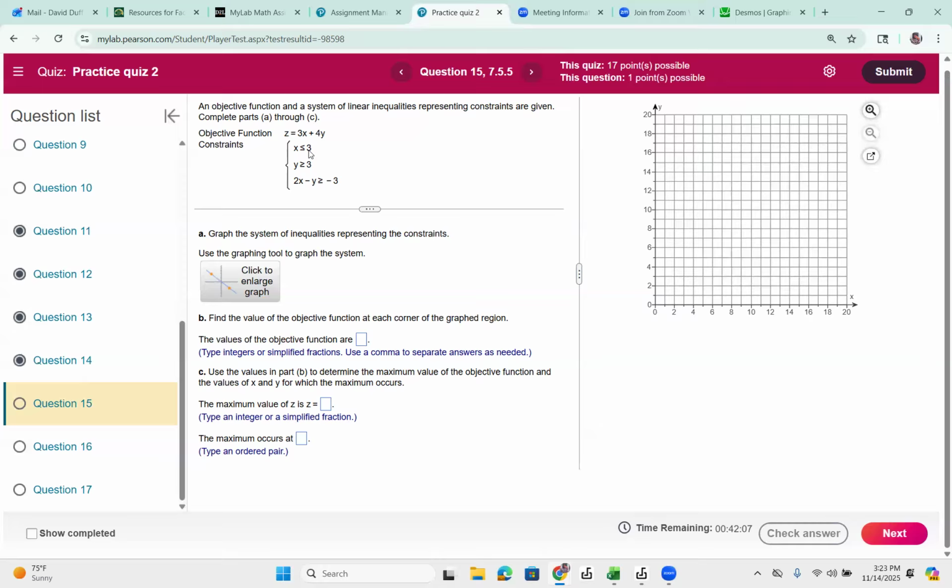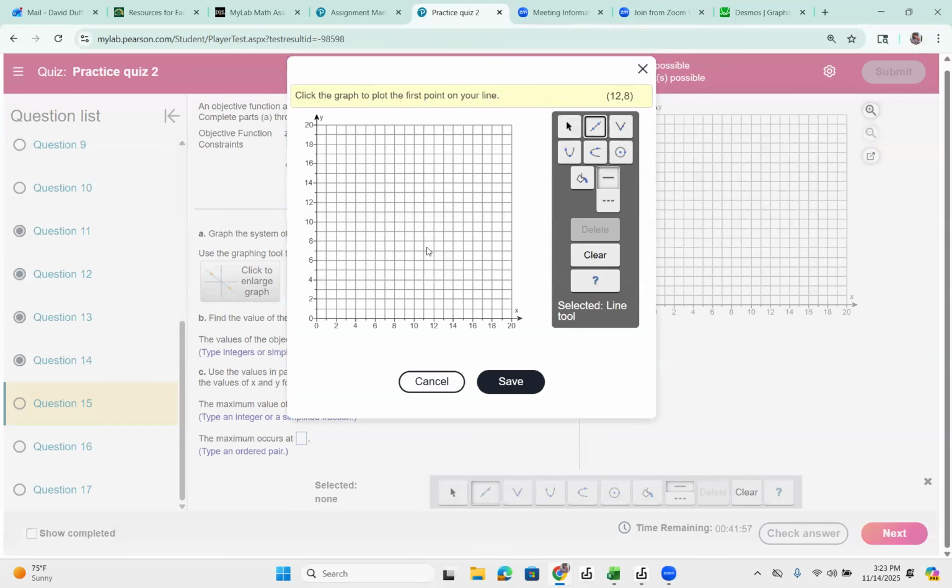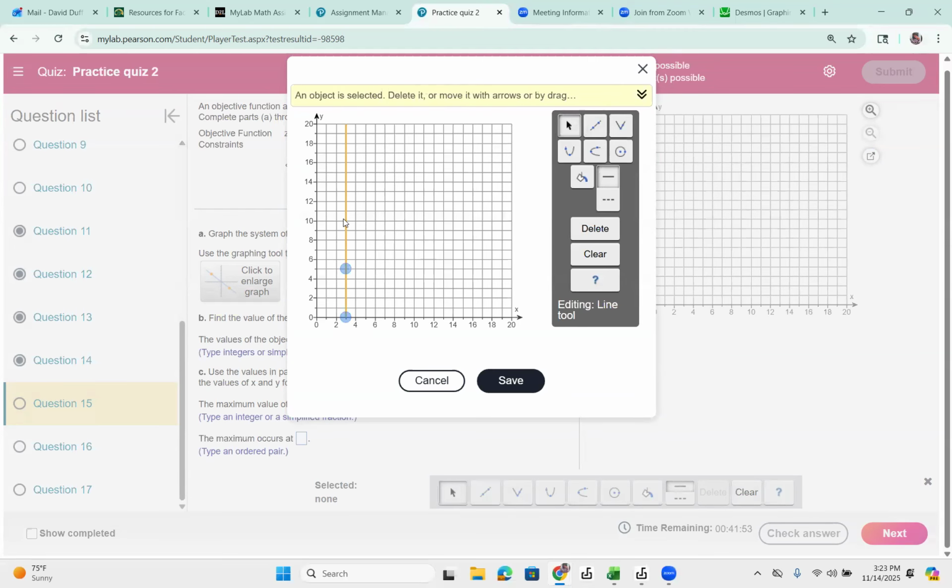So I'm going to graph x is less than or equal to 3. Well, anytime x is equal to something, that's a vertical line, right? So x is equal to 3. Look, it's 3 here, it's 3 here, it's 3 here. That's what x equals 3 means.